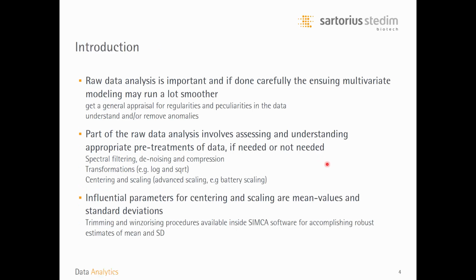So as an introduction to this presentation, we can say that raw data analysis is important, and if done carefully, the subsequent data analytics may run a lot smoother. Raw data analysis and visualization is done in order to get a better feeling for the data, for finding out regularities and peculiarities in the data, and also to understand and perhaps remove anomalies if they exist. And part of the raw data analysis involves assessing and understanding appropriate pretreatments of data to find out if they are needed or not needed.